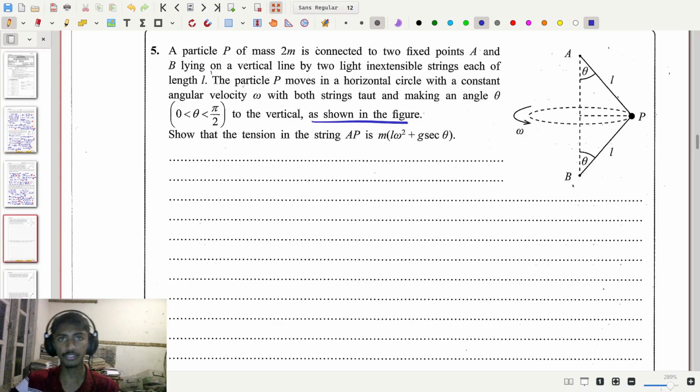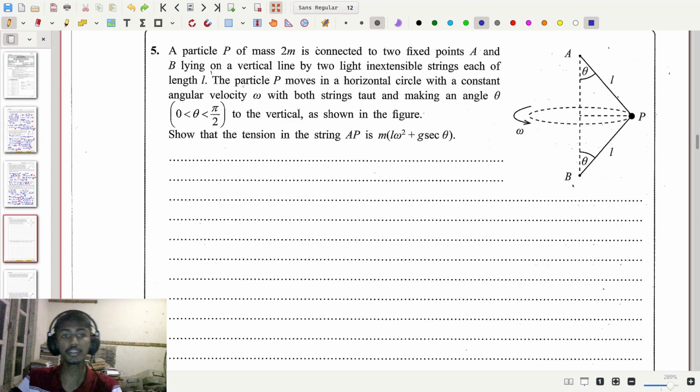So in the figure we can see our particle P is not standing still. Instead, it is moving in a circle like this, and as it moves, both of the strings are kept taut, meaning that there's a tension in the strings, and both of the strings make an angle theta in between their directions and the vertical that is also equal to the line in between the points A and B.